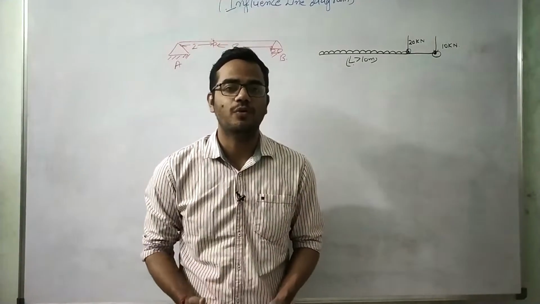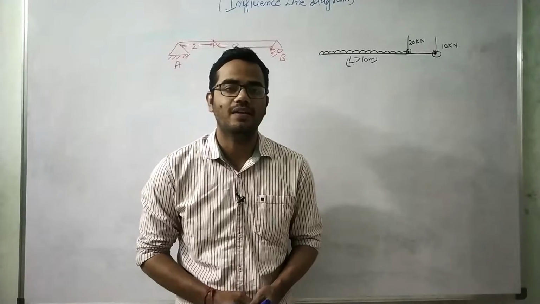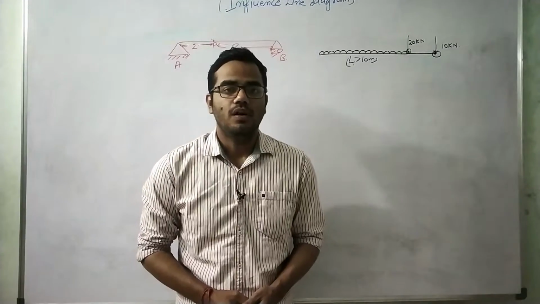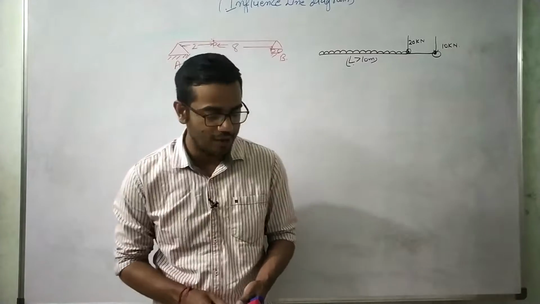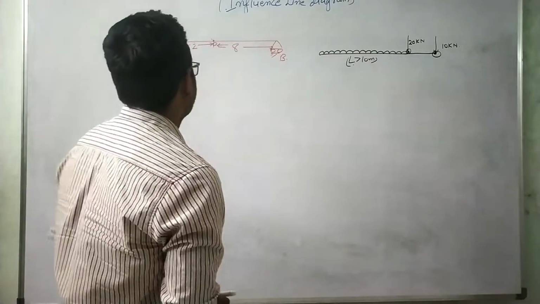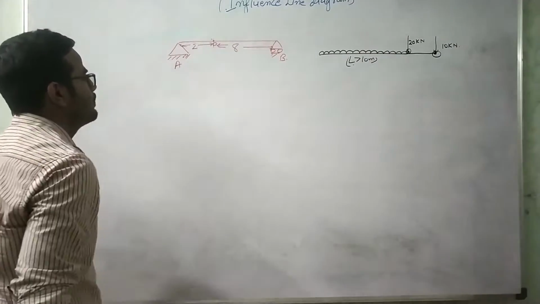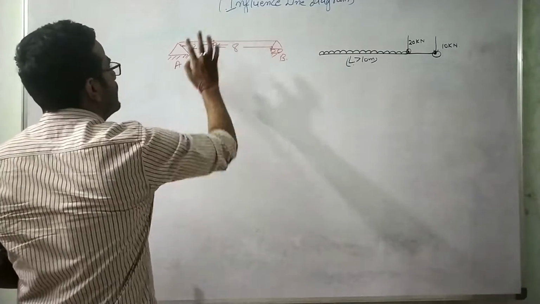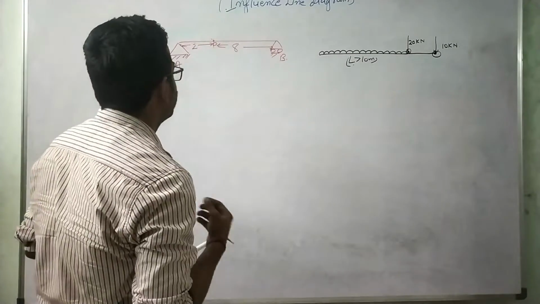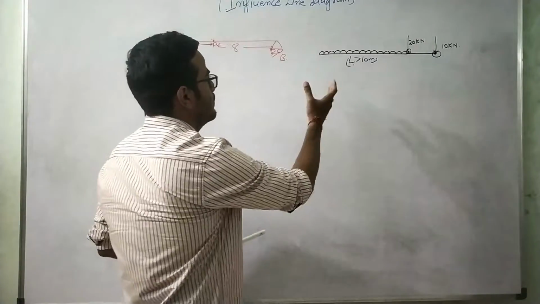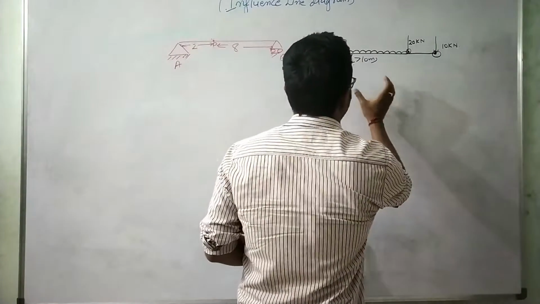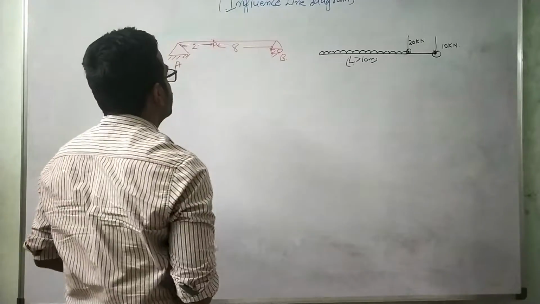In today's lecture, we are going to discuss one problem on influence line diagram in which we'll find the maximum moment at a particular point. Okay, so we'll come directly to the problem. So the problem is that we are given a simply supported beam, and at point P, we need to calculate what will be the maximum moment generated at point P when this load system is traversing from left to right.